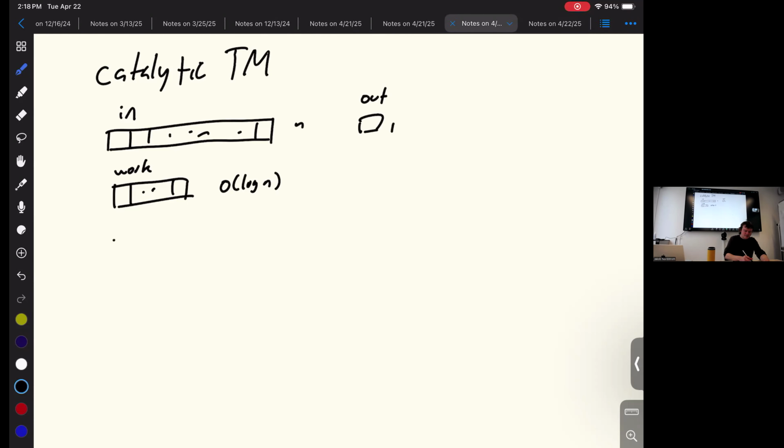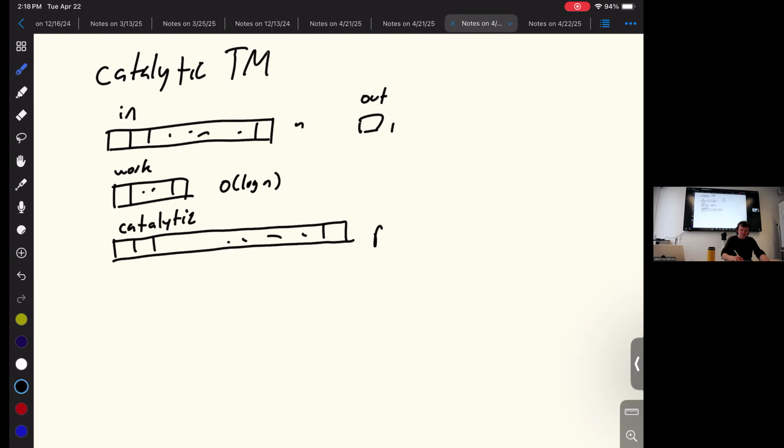And in the catalytic setup, you add 1 other tape, which they call the catalytic tape. Think of this as being much, much longer than the work tape, something like poly n bits, exponentially larger. If this was just given to you with unfettered access, this would be PSPACE directly. But this space does have a restriction.